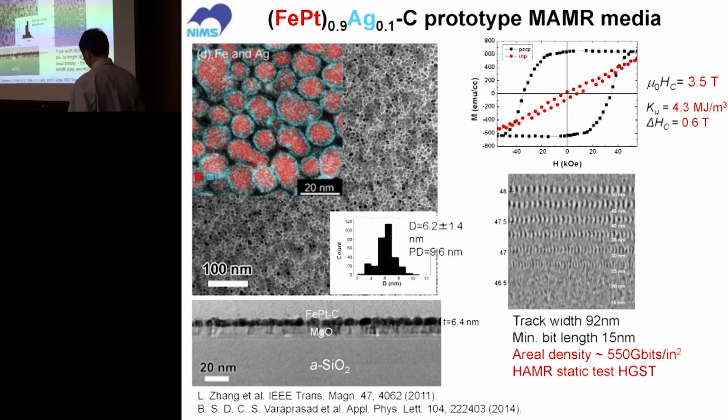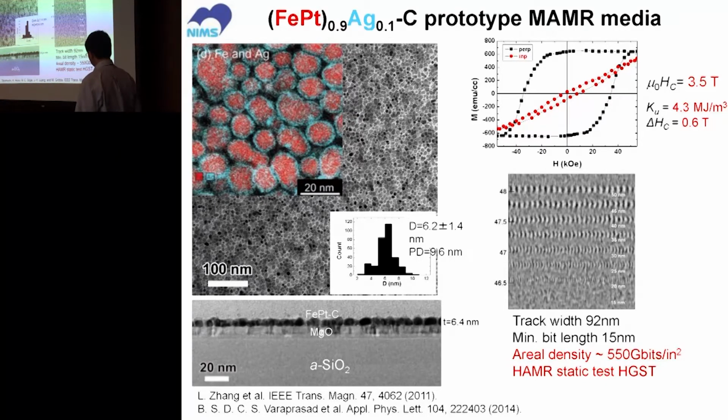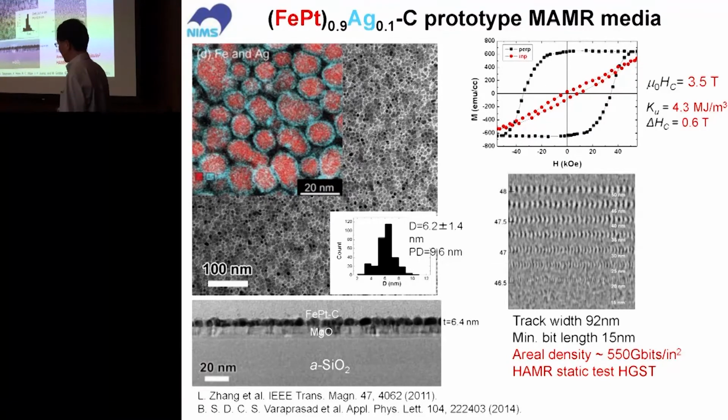And when we presented this, scientists at HGST got interested, and they tested this media with heat-assisted magnetic recording. And this was in 2011, but at that time, they were able to demonstrate that 550 gigabit per square inch recording is possible with this media. So this stimulated industry, showing that iron platinum carbon can be a real media.